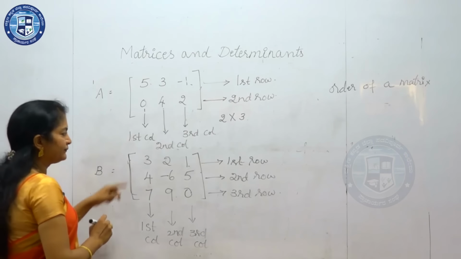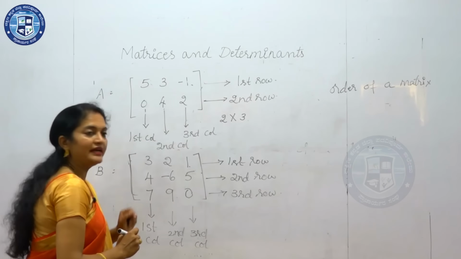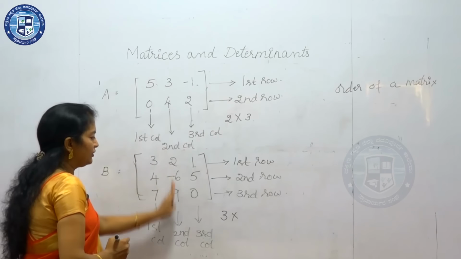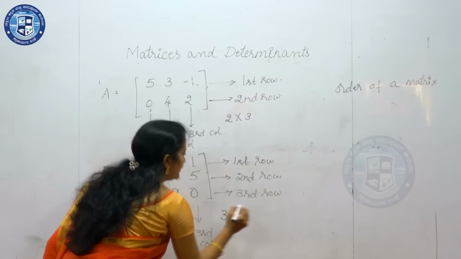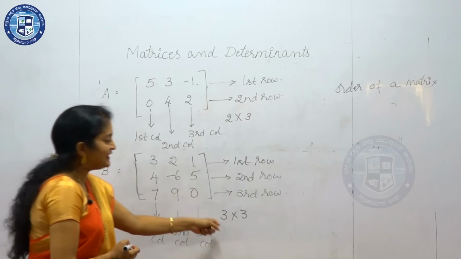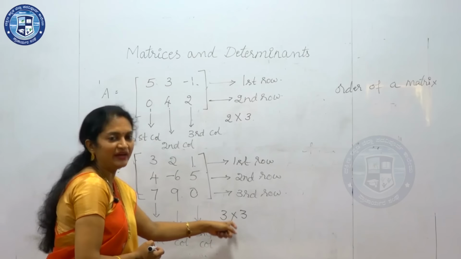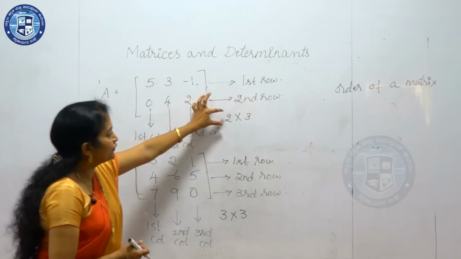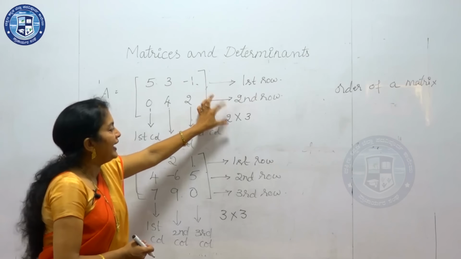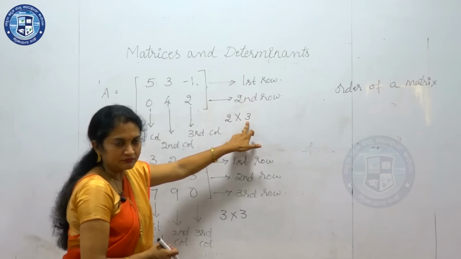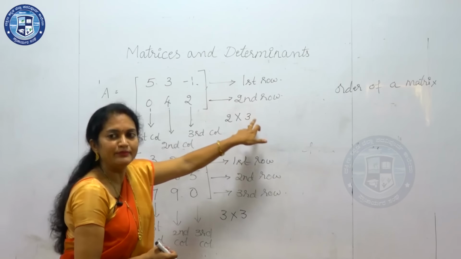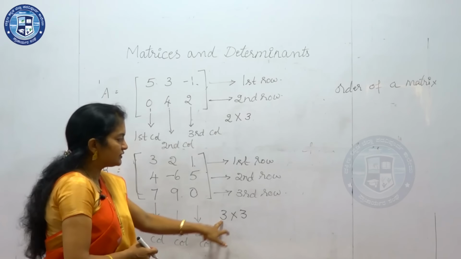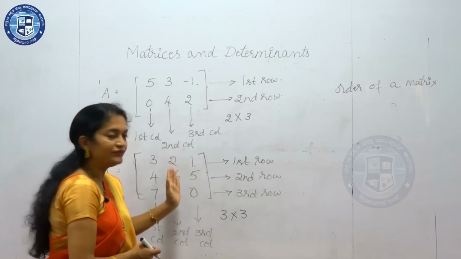When it comes to this one, there are 3 rows and 3 columns. Therefore, the order of this matrix is 3 by 3 or 3 cross 3. So, students, here you have to observe that the number of rows you always write first and the number of columns comes later. Number of rows cross number of columns, that is the order of a matrix.